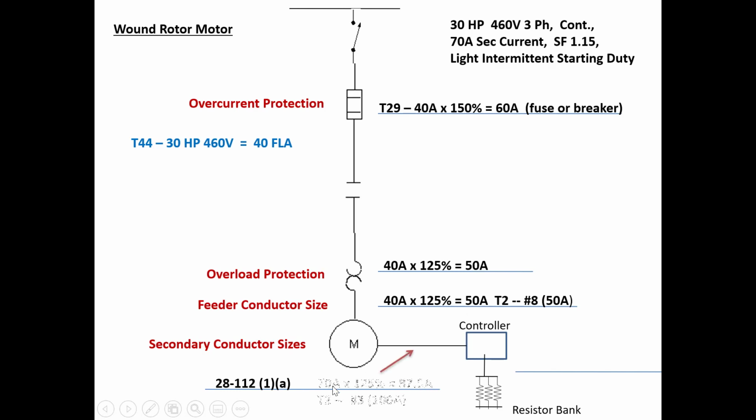So we take 125% again of that 70 amps, that's the current of the secondary controller. We get 87.5 based on our calculation. We go to table 2 and we have to pull number 3s to the controller.